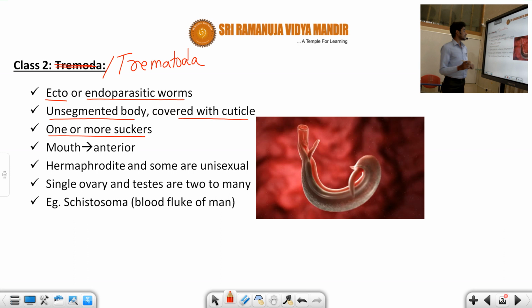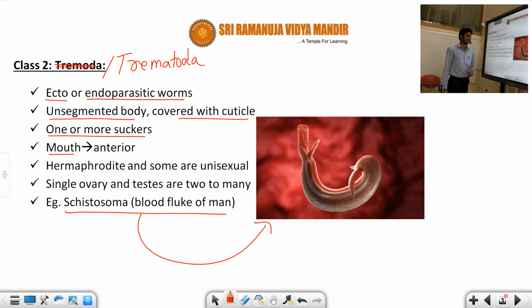You can see the diagrammatic representation of Schistosoma. It is considered the blood fluke of man. It is also hermaphrodite in nature. Here you can see the mouth, which is ventral. We can observe the anterior part, and it is a hermaphrodite.